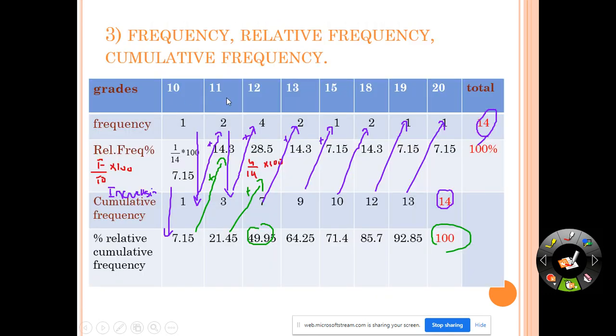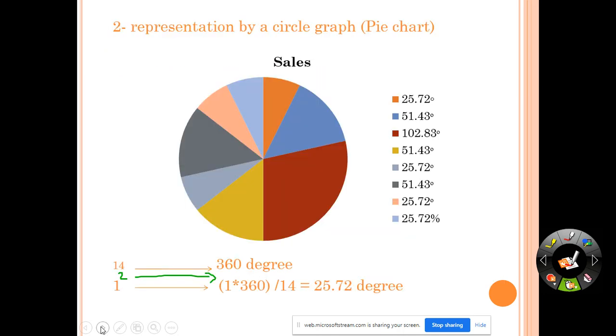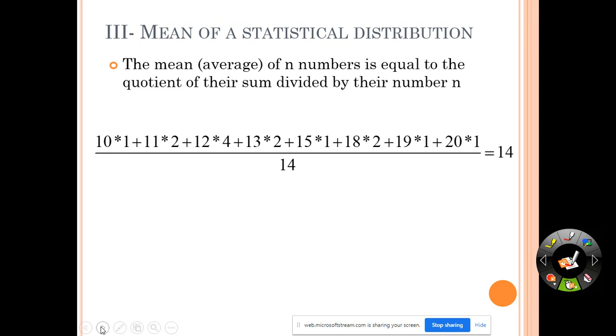10 times 1 plus 11 times 2, because we have two 11s, plus 12 times 4, because we have four 12s, plus 13 times 2, because I have two 13s, plus 15 times 1 plus 18 times 2 plus 19 times 1 plus 20 times 1, over the total 14. As I'm adding all the grades, I would say 10 plus 11 plus 11, because we have two 11s, plus 12 plus 12 plus 12 plus 12, so I do 12 times 4, over the total 14. I can find the average of all the grades, and that's it.